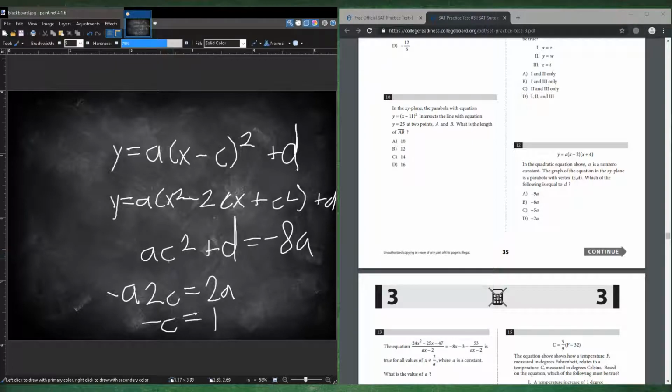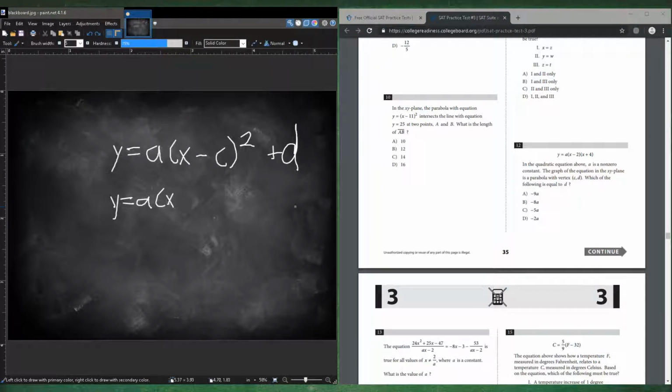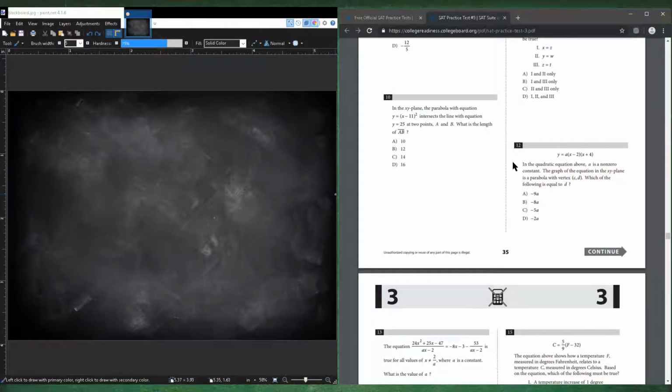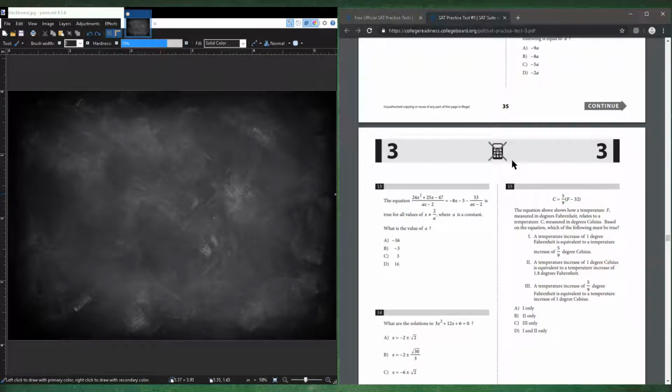So c squared here would just be the same thing as a plus d is equal to negative 8a. So d would be the same thing as negative 8a minus a from both sides, which is negative 9a. So the answer is A. This is a really tricky question, so you might get this one wrong, as shown by how I got it wrong the first time, because I didn't do the question the entire time. I didn't finish the question.